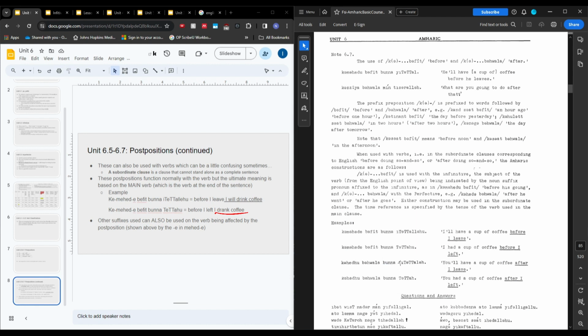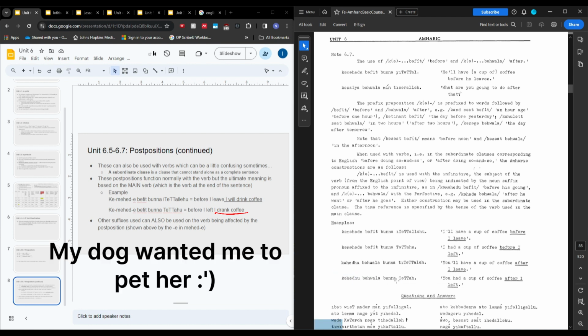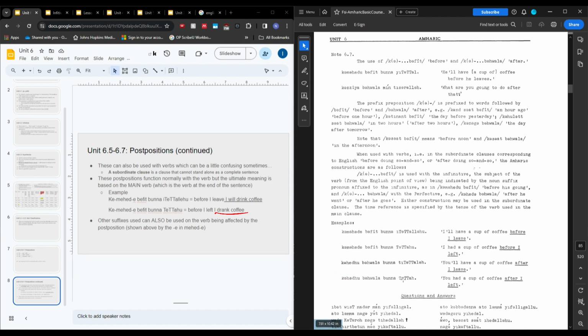And then we have bunna, which is coffee. Et alle. So this alle and this te, prefix and suffix together around the word, makes it you male will do something. So you male will have a cup of coffee after I leave. Kahedhu bohala. So again, similar situation of after my going. Bunna et a. This is the perfective for he drank. So before I went, he drank. Before I went, you male will drink coffee.